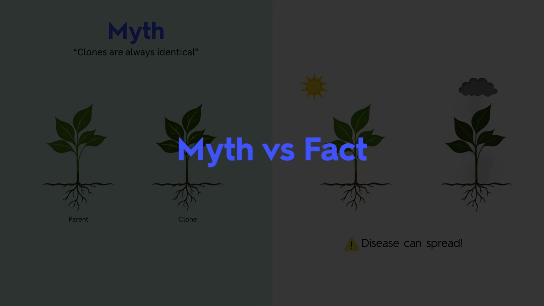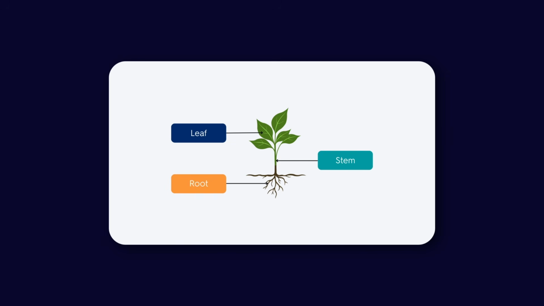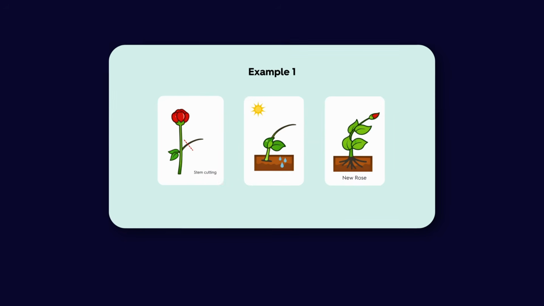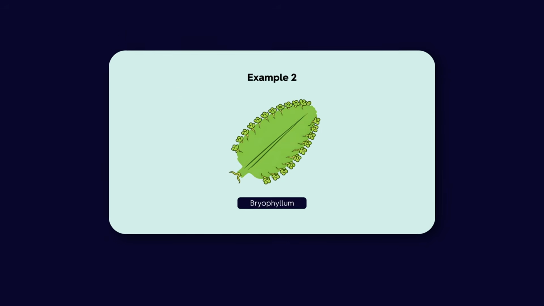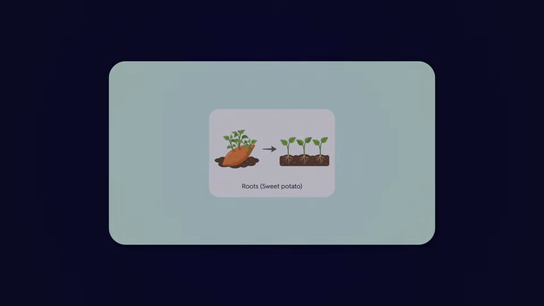Before we go further, let's clear up a common misconception. Clones share the same genes, but they may not look perfectly identical if they grow in different environments. Also, if the parent plant has a disease, vegetative propagation can copy that problem too. So far, we've covered what vegetative propagation is and how stems, leaves, and roots can all help form new plants.